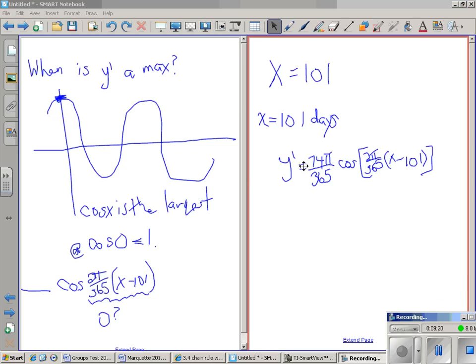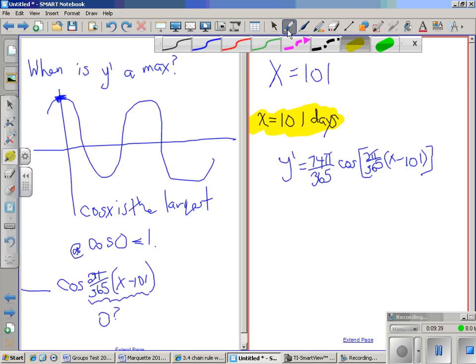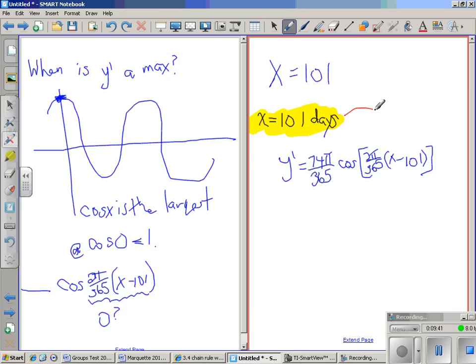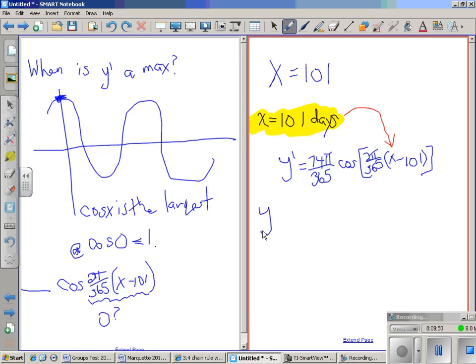All right, so back to the problem. This is the derivative, and I want to know what is the rate of increase at the point where it's increasing the fastest. So I know it is increasing the fastest right here at 101 days. So the way I find the rate of increase at that point is I plug that value right here into y prime. So let's do it and see what my rate of increase is.